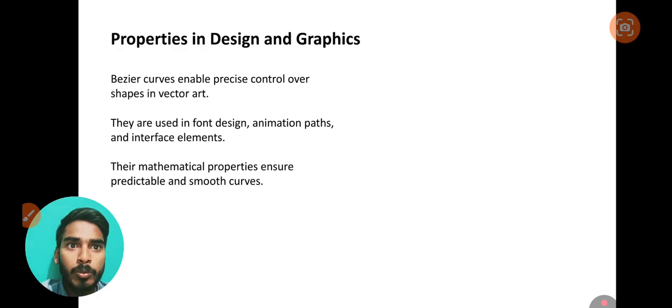Bezier curves in design and graphics. They enable precise control over shapes in vector art. They are used in font design, animation paths, and interface elements. Their mathematical properties ensure predictable and smooth curves.